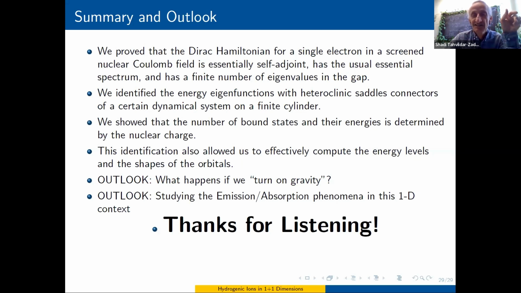Another possibility is, okay, now you have these excited states and ground state and so on. Can you put a photon in the story and study the emission and absorption phenomena in this 1D context? And there are other things that conceivably one can do, which I did not have time to mention. So thank you very much for listening.